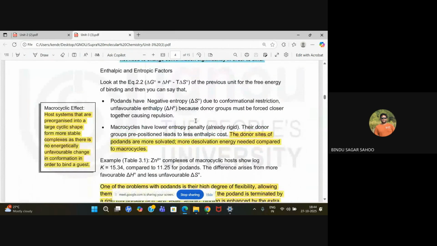Initially this is already in a stable form. So the macrocycles have a lower entropy penalty. It's already rigid, so their donor groups are pre-organized, which leads to less entropy cost. The donor sites of the podants are also more solvated, so more desolvation energy is needed compared to macrocycles.